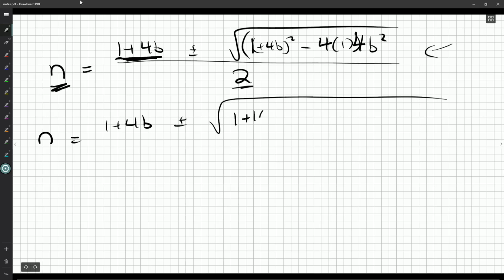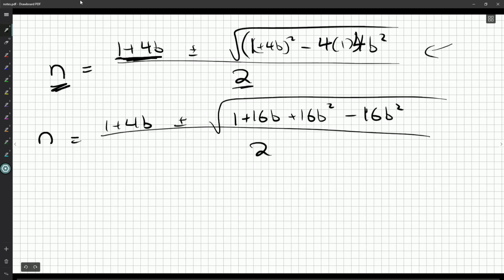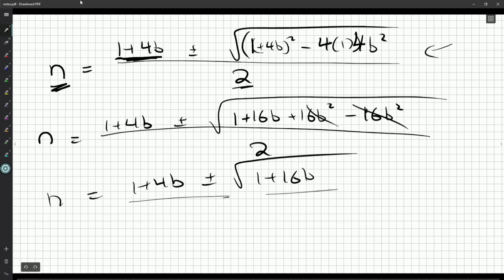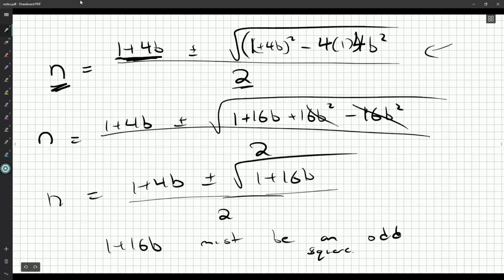We'll have 1 plus 16b plus 16b squared minus 16b squared all over 2. So n is going to be equal to 1 plus 4b plus or minus the square root of 1 plus 16b, because those cancel out, all over 2. So 1 plus 16b must be an odd square. Now this doesn't seem that difficult. Surely this should be able to happen.